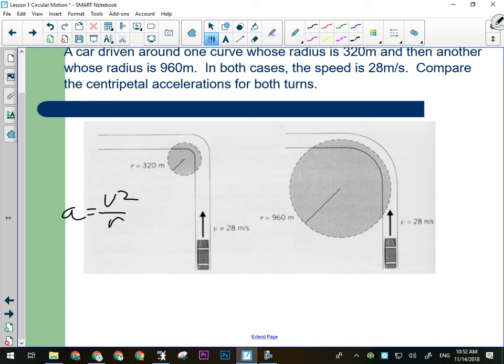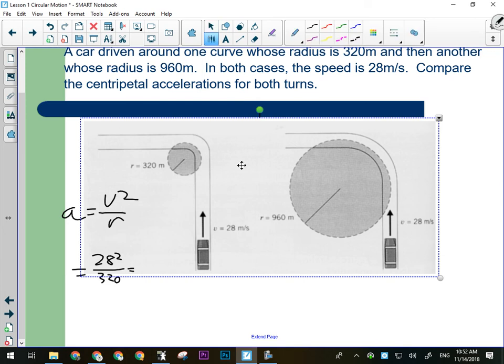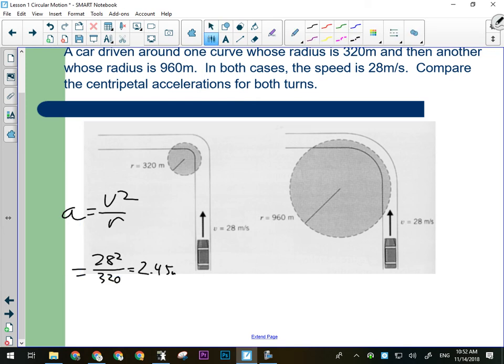So if we do this calculation here, we're going to have 28 squared divided by 320. So that's 2.45 meters per second squared. That's a fair amount of acceleration to go around a corner at. It's not something a car couldn't handle, but if you were in that car, you would certainly feel pushed towards the outside of the corner in that situation.